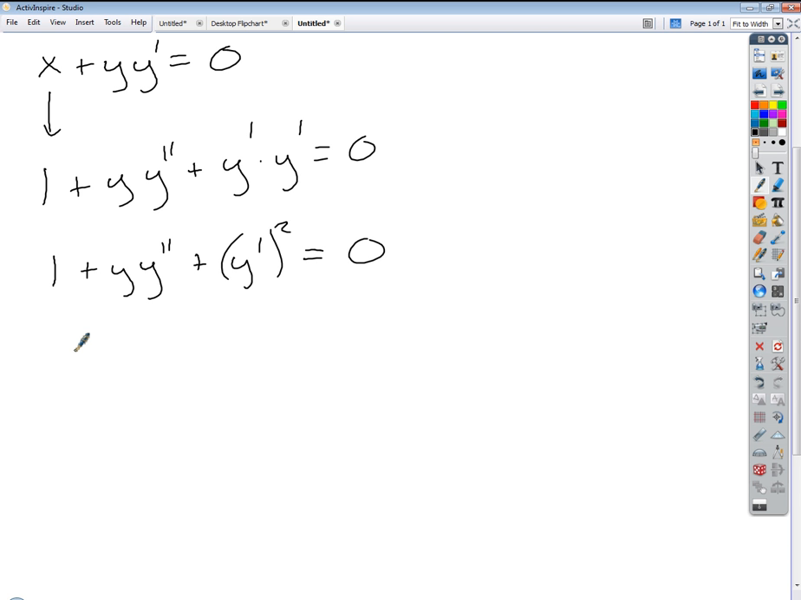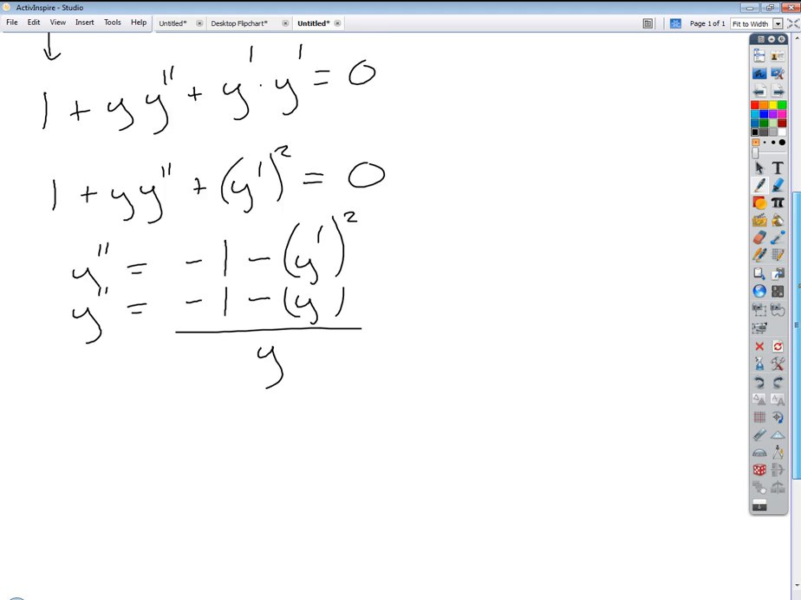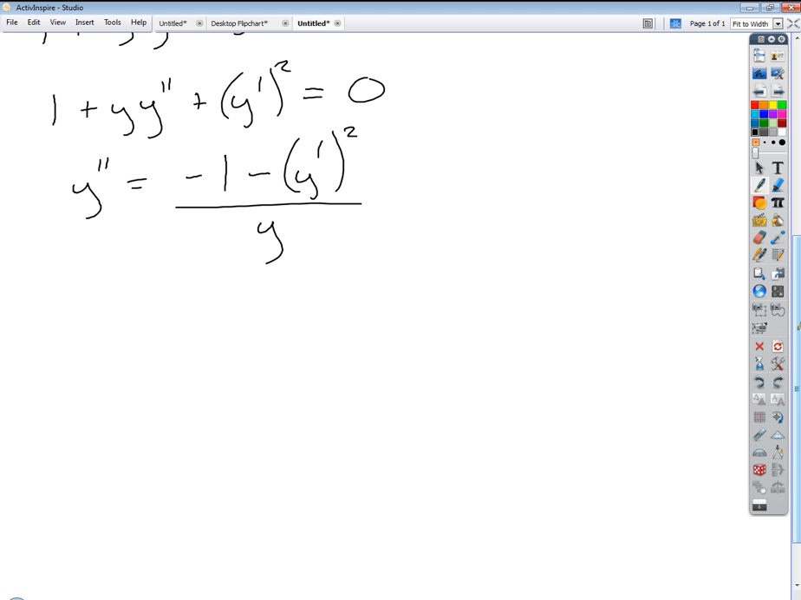So we get y double prime equals negative 1 minus y prime squared, all divided by y. Agreed? Where did the y go? I had to divide it away, so I got rid of this term and that term by subtraction, and then divided both sides by y. Okay.